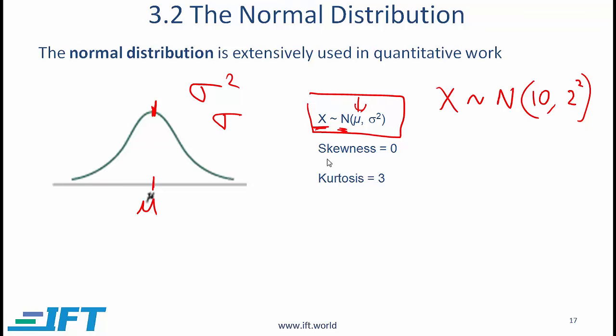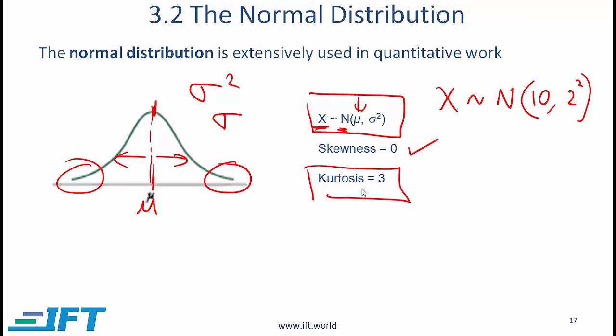A normal distribution will have skewness of 0. That means that the distribution is completely symmetric. The amount of data to the left of the mean is exactly equal to the data to the right of the mean. In fact, the distribution to the left is essentially a mirror image of the distribution to the right. So that means that skewness is equal to 0. And something that you just need to memorize, kurtosis, which is a measure of how peaked the distribution is, and a measure of the tails, is 3. So just by definition, the kurtosis of a normal distribution is 3.